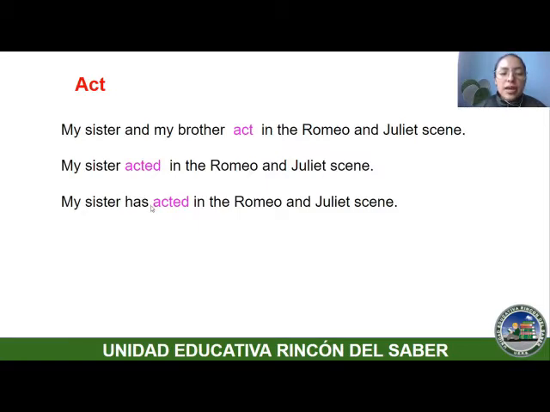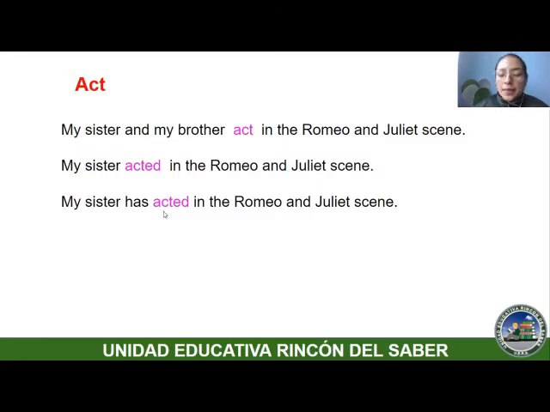Cuando usted vea que el auxiliar has está en una oración y le sigue el verbo conjugado en past participle, inmediatamente la oración está en present perfect. Okay? In this case, my sister is one person. For this reason, you have to use has, the auxiliary has.